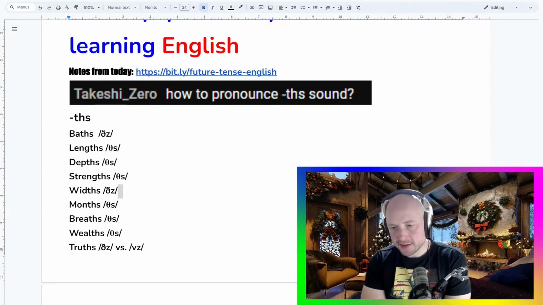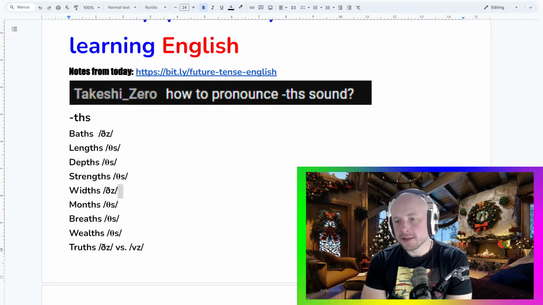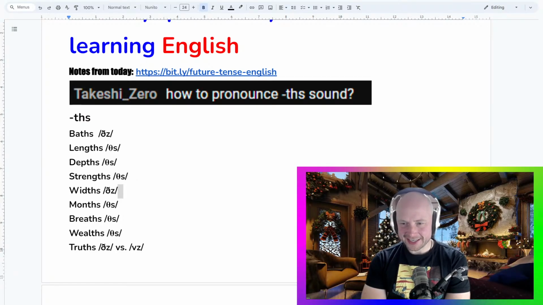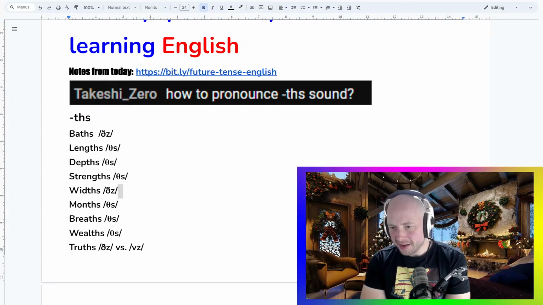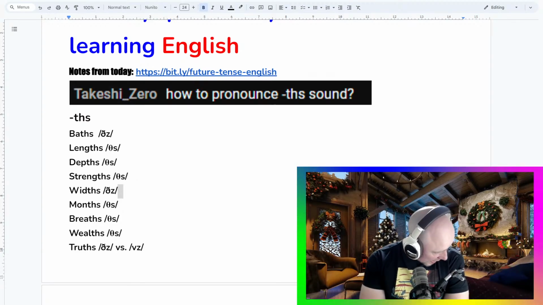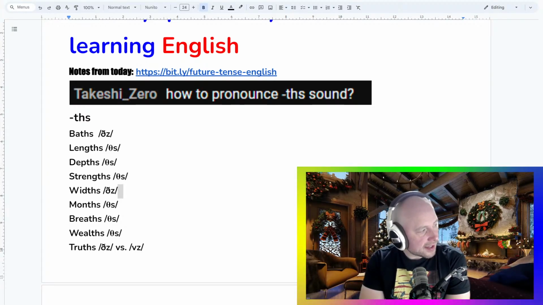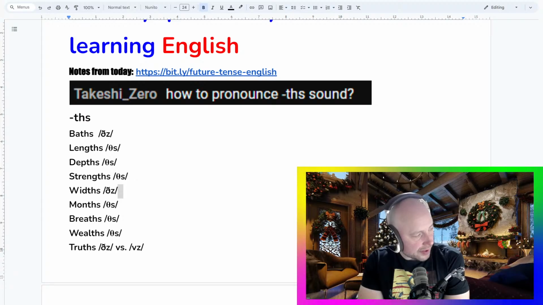Months, sixth. That's really difficult to say, sixth with an S on the end. Baths, yeah. So something like that, I guess. I hope that helps. Basically, you've got the voiced and unvoiced form. The voiced form is z, and the unvoiced form is th.